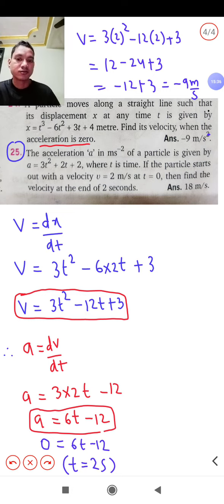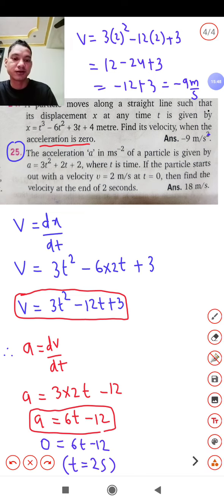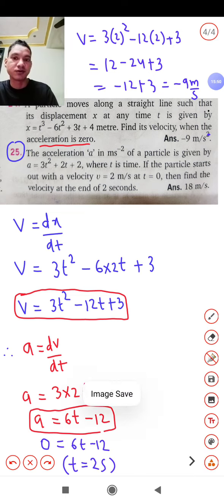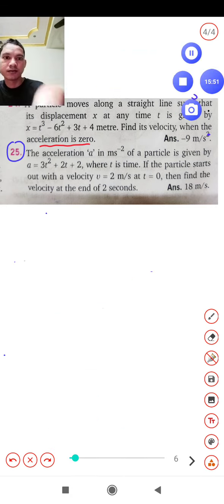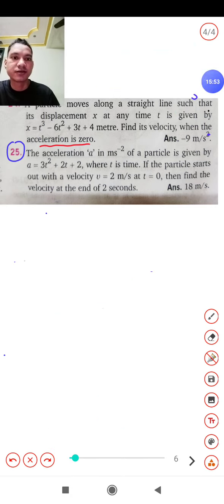So differentiation and understanding the statement, there are two parts. I hope you understood this part here. Now let's move on to the 25th. It is related to acceleration. Let me solve the 25th one. The 25th is related to integration.